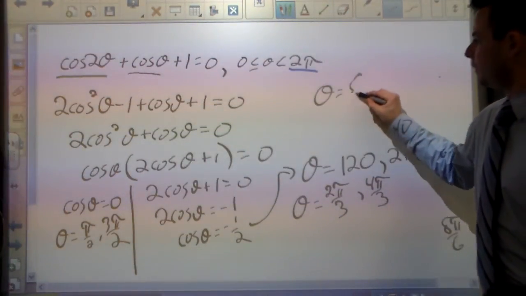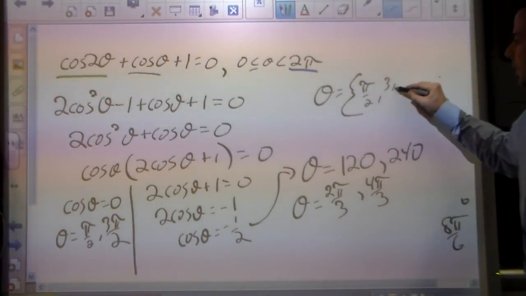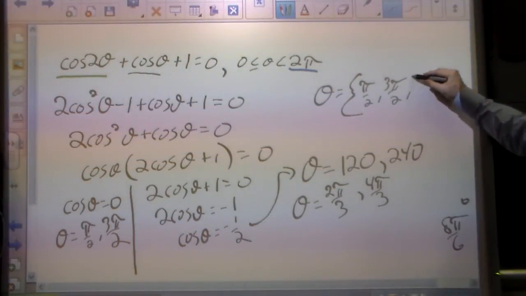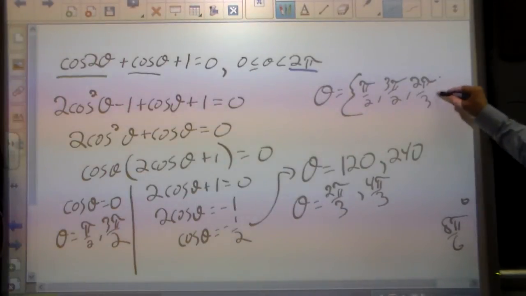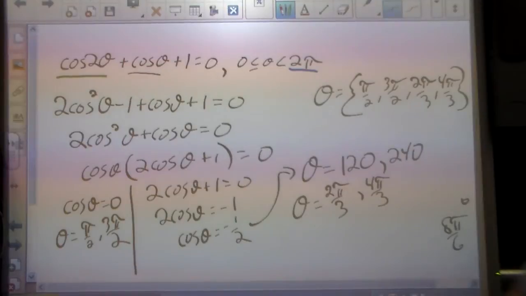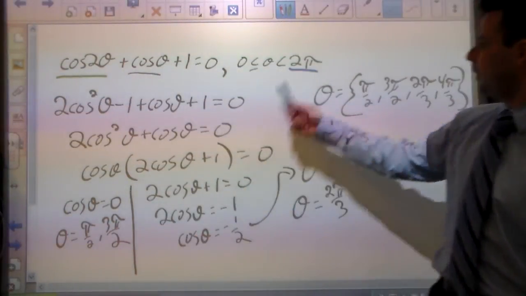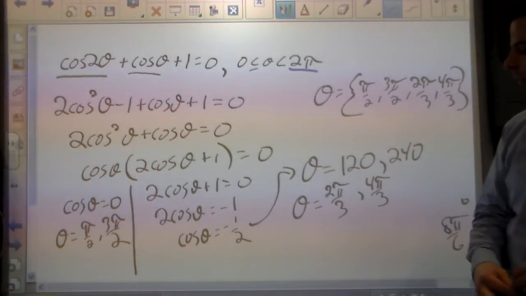of theta equals pi over 2, 3 pi over 2, 2 pi over 3, and 4 pi over 3. Okay, so you're finding the degree measure just like you would normally, but you're converting it to radians depending on how the question is displayed.